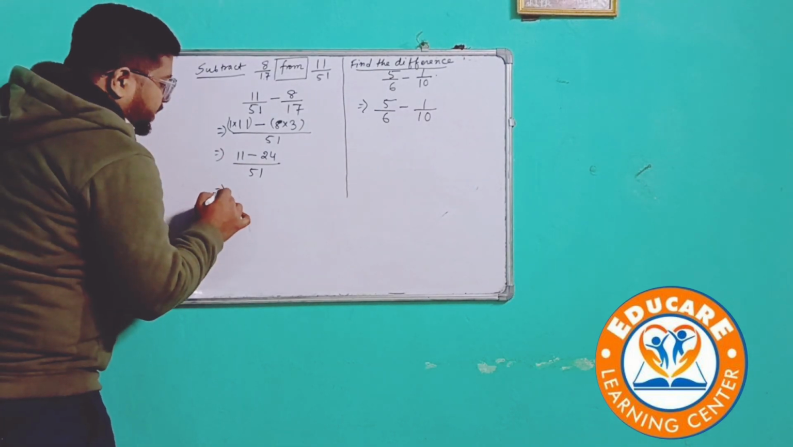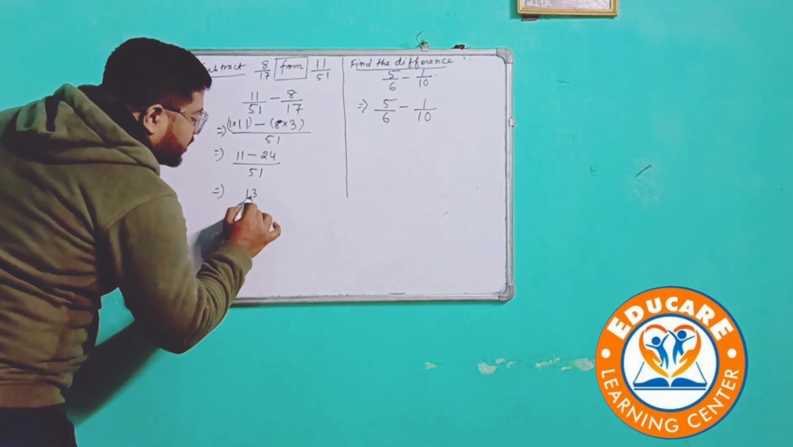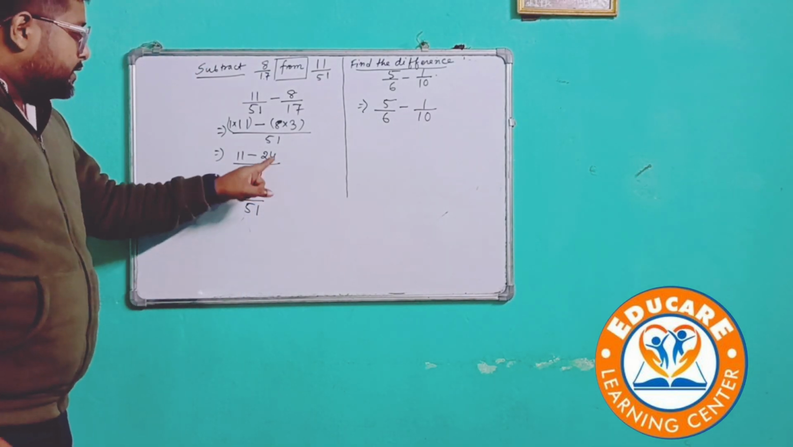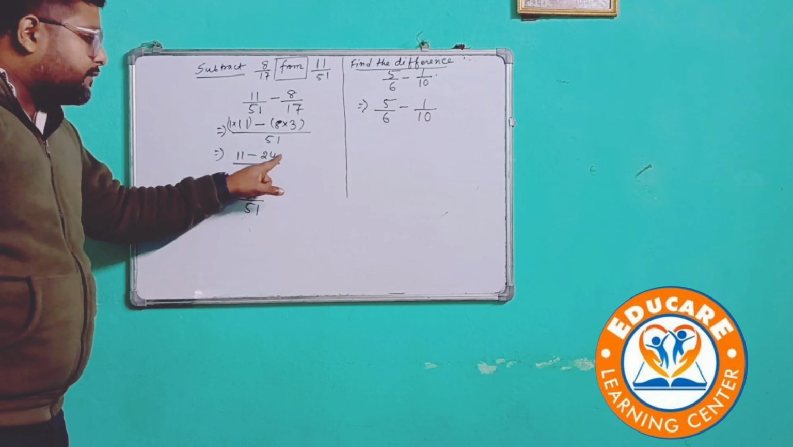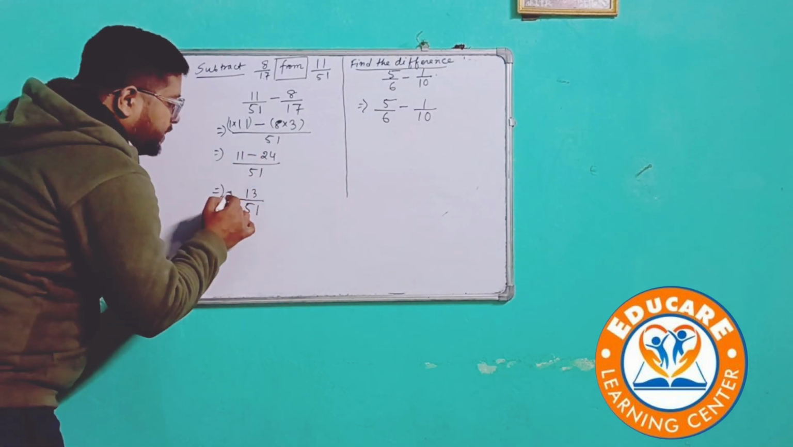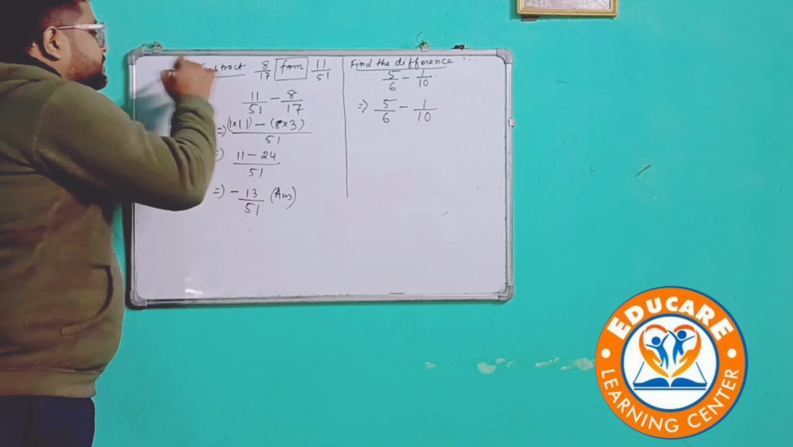Now let's move on to the final step. 24 minus 11, that is 13 by 51. Now 24 is the bigger value, which has the minus sign. So put a minus sign. And this is our final answer in this case: minus 13 by 51.